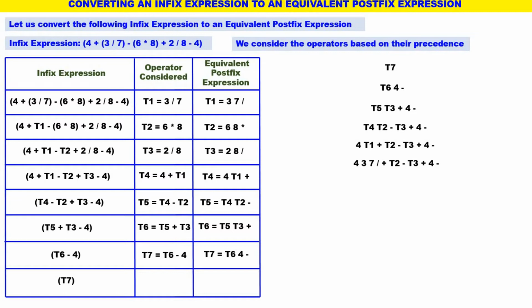Yes, 3 7 slash. Next we will do for what is the leftmost? T2. Therefore what is T2? 6 8 star. Yes, 6 8 star. Now what is left out? Only T3 is left out, that is 2 8 slash. Yes, 2 8 slash. This is our postfix expression.